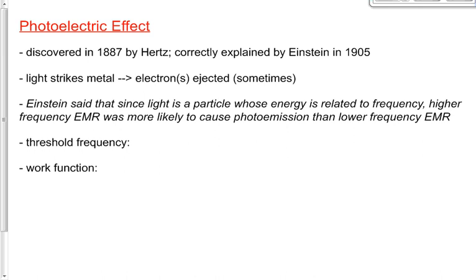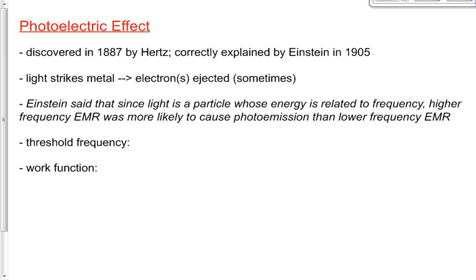If you remember from Wednesday, the photoelectric effect was discovered in 1887, so almost 130 years ago, by Heinrich Hertz, by accident. He's doing some experiments with electromagnetic radiation, and lo and behold, he discovers that sometimes when light shines on a metal, an electron is ejected, or more than one electron is ejected. Why was that the case?